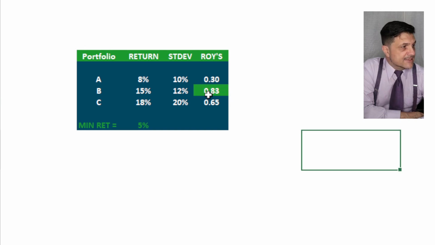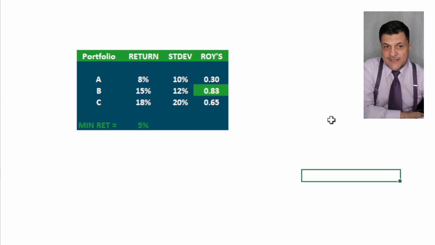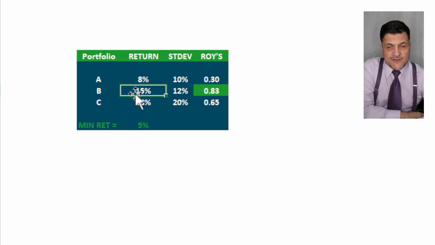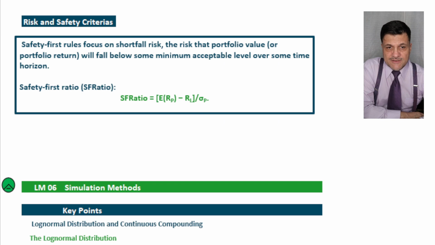That's the highest safety criteria here of those three, the highest one. So that's the one you're going to tell the client: let's take this portfolio that has a 15% return with a 12% standard deviation. That's the best one for you. Okay, simple, right? Very simple.